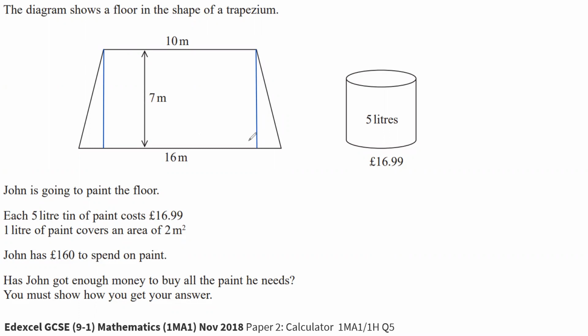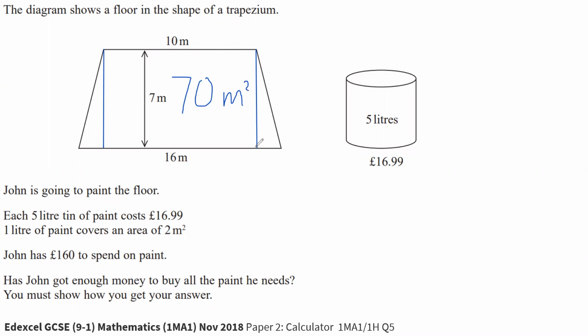So we know that the area of this rectangle, it's the same width as this top side. So we know that it's got a width of 10 and a height of 7. So the area of this rectangle itself will be 70 metres squared.